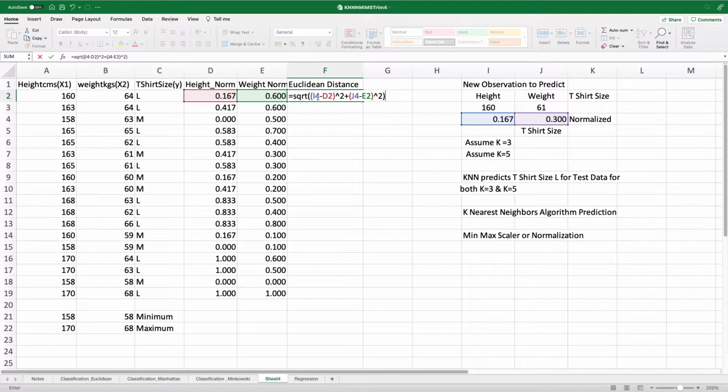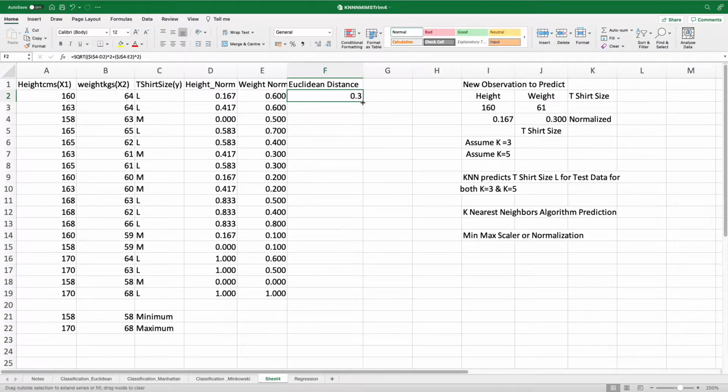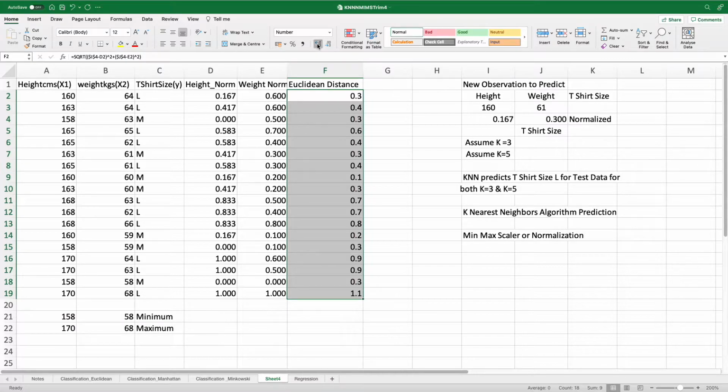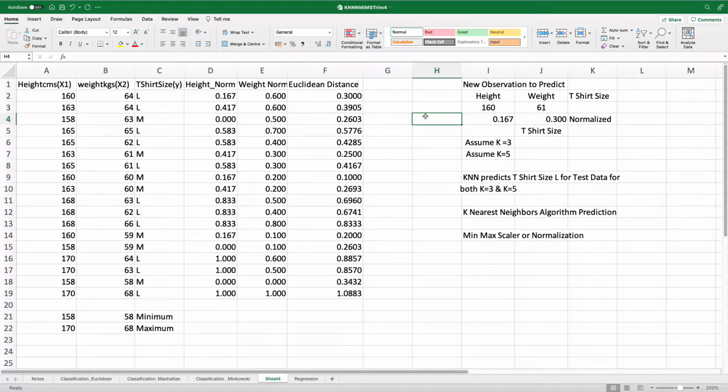Now we have to fix the x2 and y2 which are in I and J columns. We will fix the values. Press enter and then we will drag the formula down. We will make it as 3 decimal. To understand, we will make it as 3 or 4 decimal, save it.